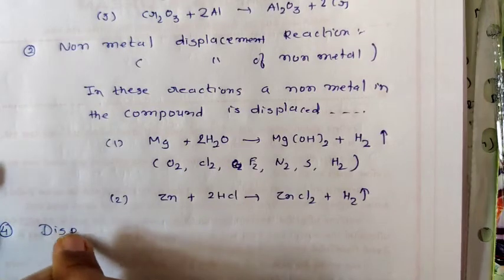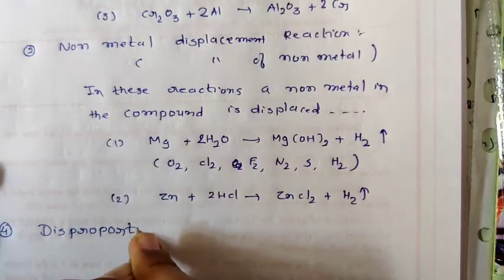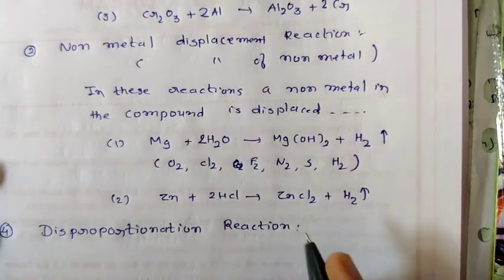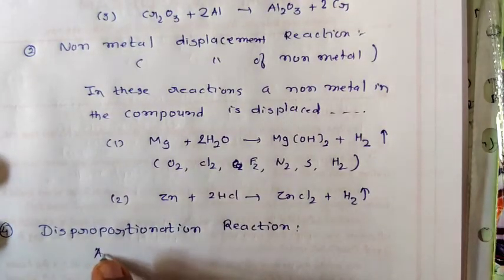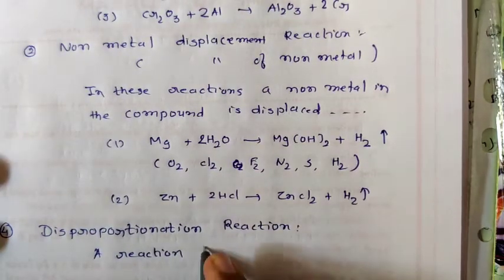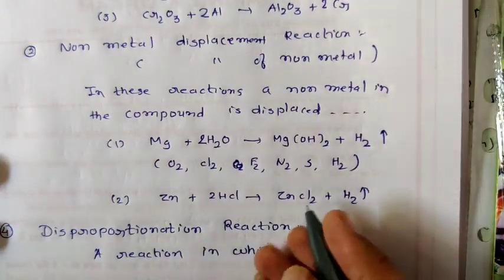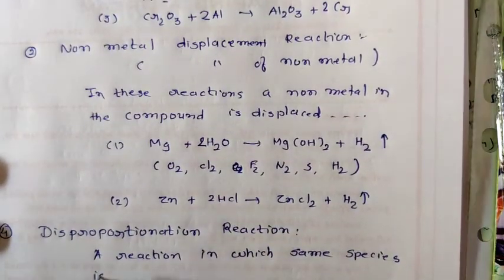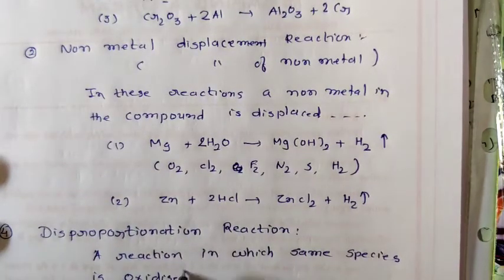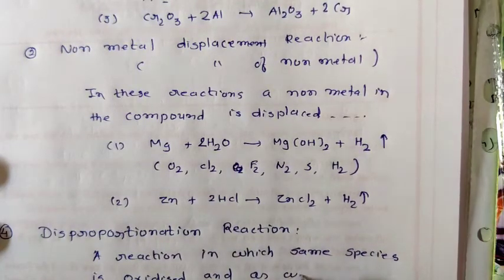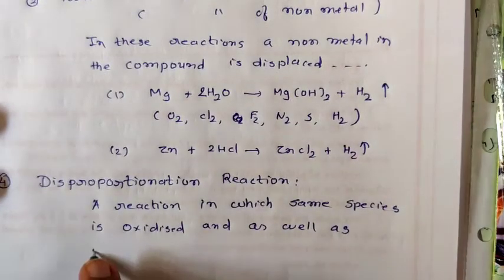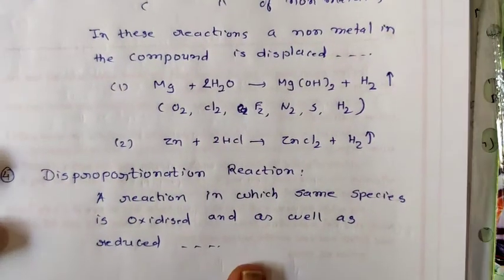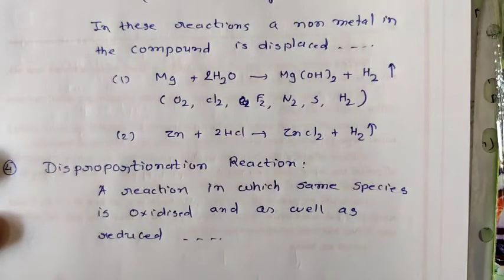Now the fourth important type of chemical reaction is here. It is disproportionation reaction. What is disproportionation reaction? A reaction in which the same species is oxidized as well as reduced, this type of reaction is known as disproportionation reaction. Oxidation of the same species and reduction of the same species.